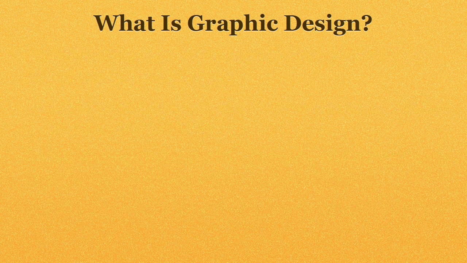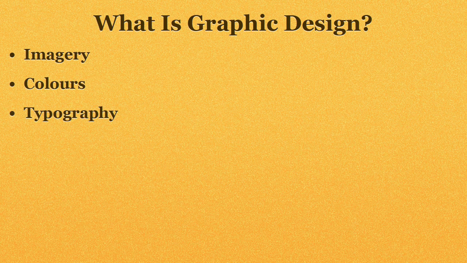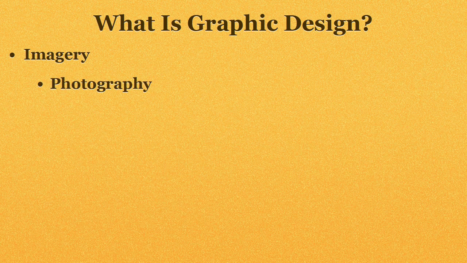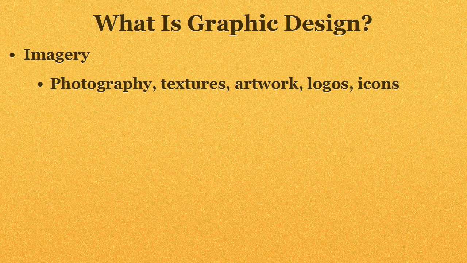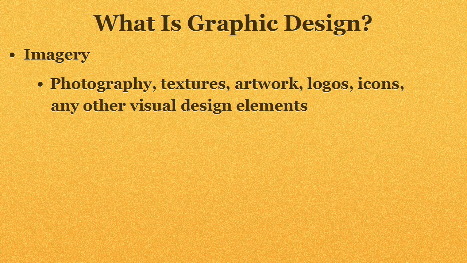Now, graphic design can be broken down into three components: the imagery, the colors, and the third one is the typography. Let's take a look at each of these in turn. When I say imagery, what I'm referring to is any kind of visual elements that we have. For instance, photography that we might use, textures, artwork that we may incorporate into our layout, logos, icons, things like this, and any other visual design elements that we wish to include inside of our design. Don't forget that every single piece of imagery, if you will, has to complement and has to have a purpose for the overall design. Okay?